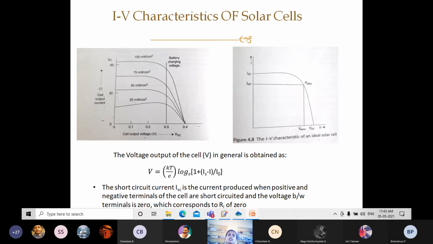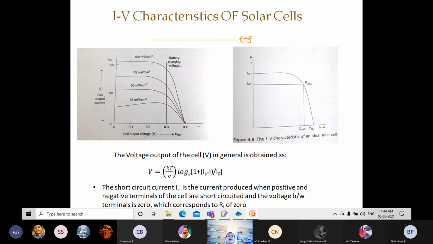See here, the voltage output of the cell V in general is obtained by the equation V is equal to KT divided by e, log e of 1 plus (Is minus I) divided by I naught. What do you mean by I naught here? Reverse saturation current. Is is the short circuit current or source current, K is the Boltzmann constant, T is the absolute temperature, and e is the electron charge.